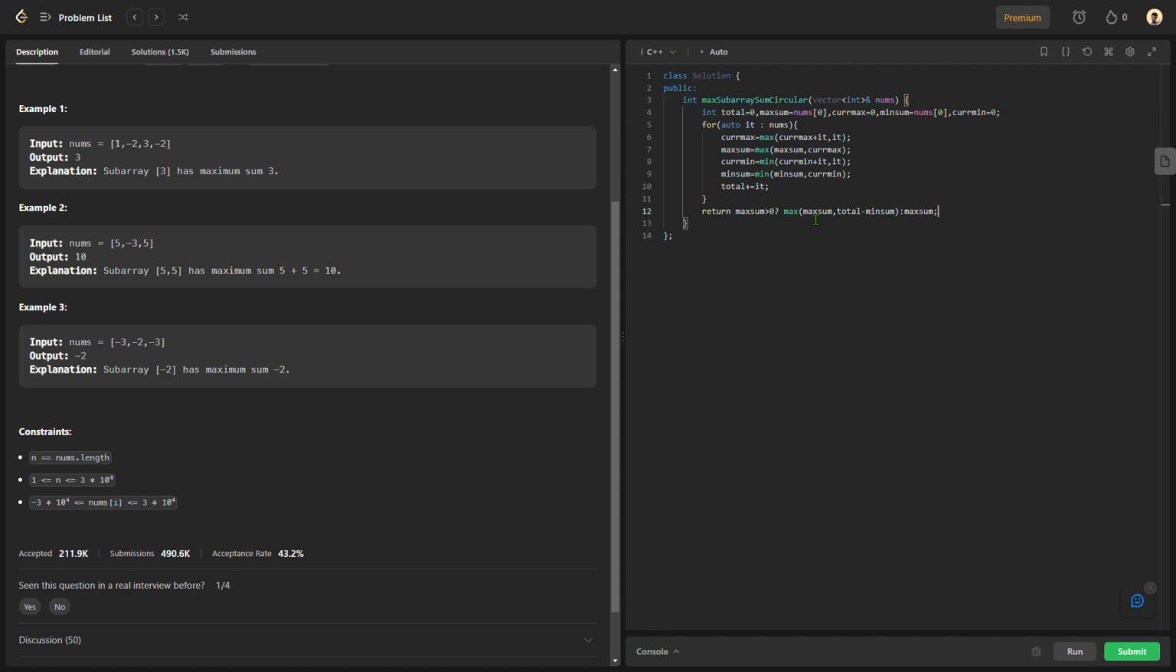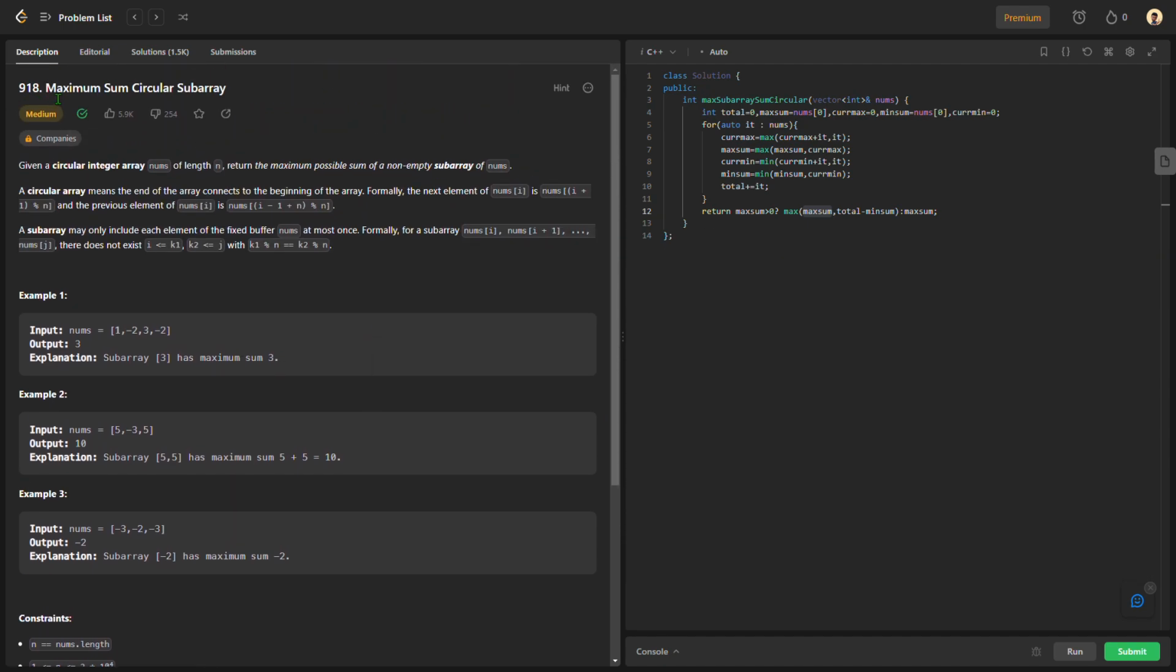What we have done: supposing my maximum had some value that was greater than 0. Linearly it was calculated, so maximum got 3 in this example. And minsum received minus 2. Because we are traveling linearly, my maximum would be storing 3 and my minsum would be storing minus 2. I need to return the maximum sum circular subarray.